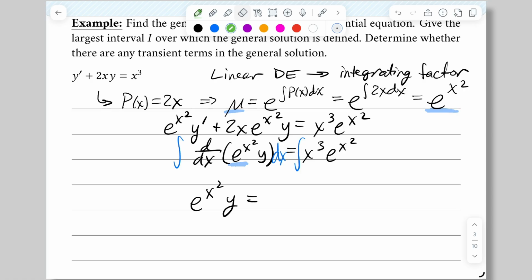Without going too much into detail, if I identified dv was equal to e to the x squared dx, we would have a hard time anti-differentiating that. So we're going to throw in a factor of x. That way we have a substitution there. That leaves u to be x squared. And if you carry that through integration by parts, after a couple of rounds, you'll find that the equation becomes e to the x squared y is equal to 1/2 x squared e to the x squared minus 1/2 e to the x squared plus c.